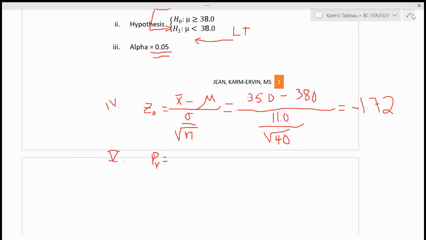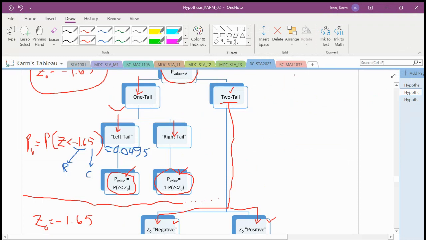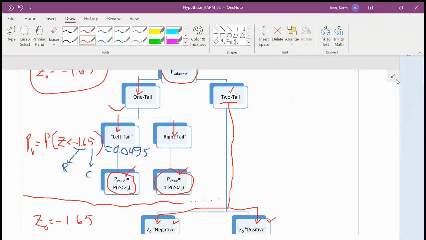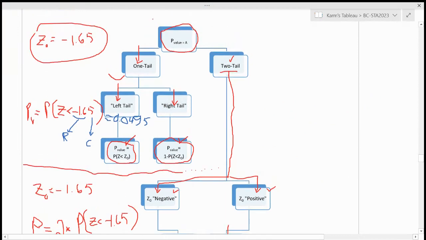Let me just remind you again. This is the chart that we're using. This is the p-value. One side says one tail and the other side says two tail. Using a, okay, thank you, Adam. So that will be p of z less than z sub 0.